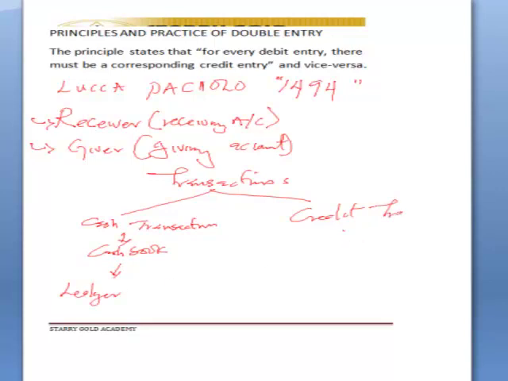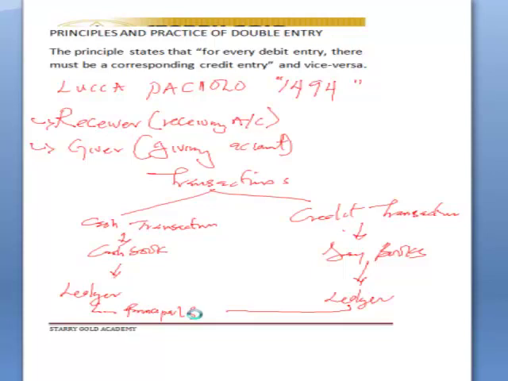And the credit transactions must pass through what we call day books, and the final destination is also the ledger. Ledger is known as the principal book, the principal book of accounts. And your cash book and your day books, we know them as the subsidiary books of accounts. We will get there. Just take note of that.